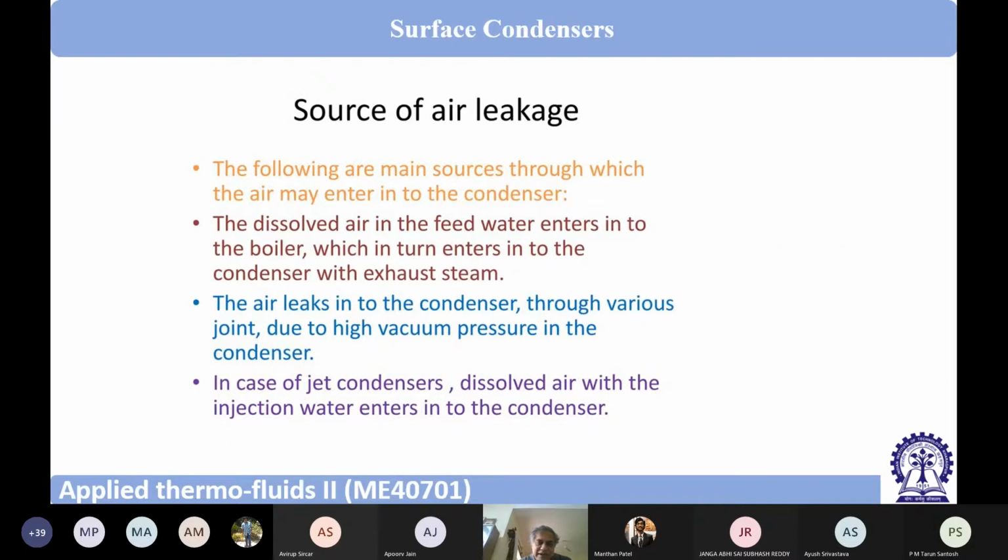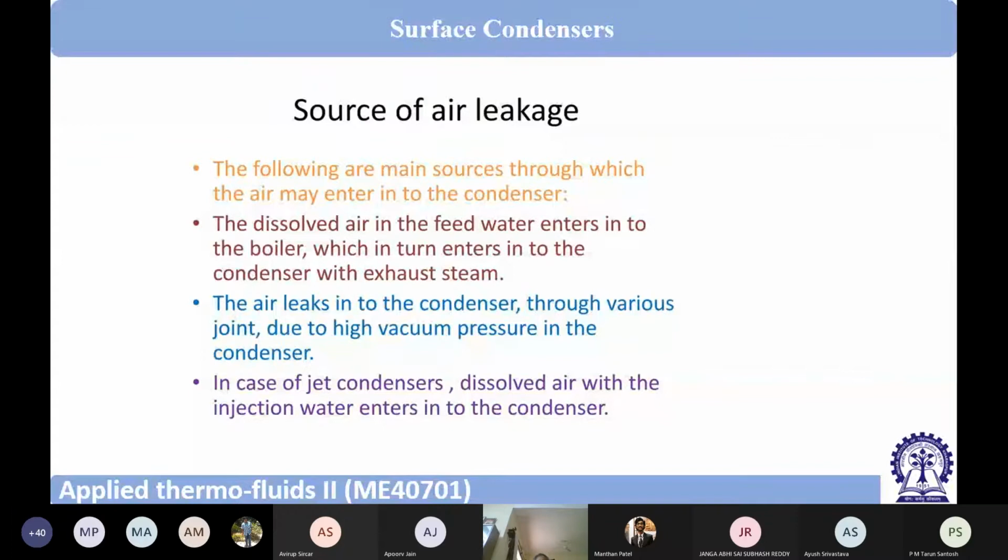And then there are air leaks into the condenser through various joints due to the high vacuum in the condenser. Condenser pressure is low, outside pressure is high. So wherever any joint is there, a small leakage is there, and air will come inside. And this is for a surface condenser.